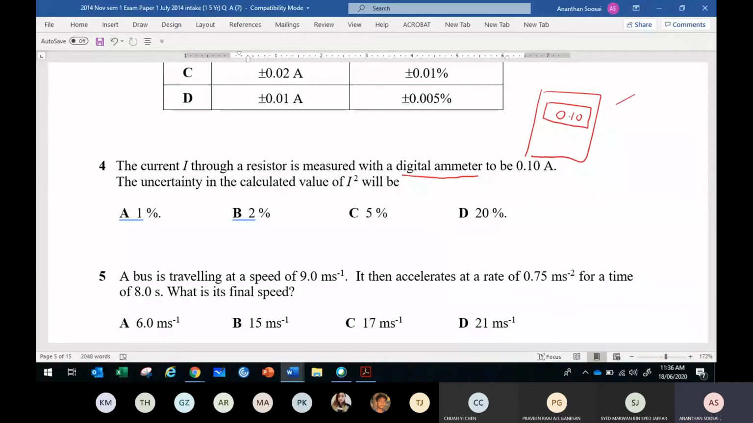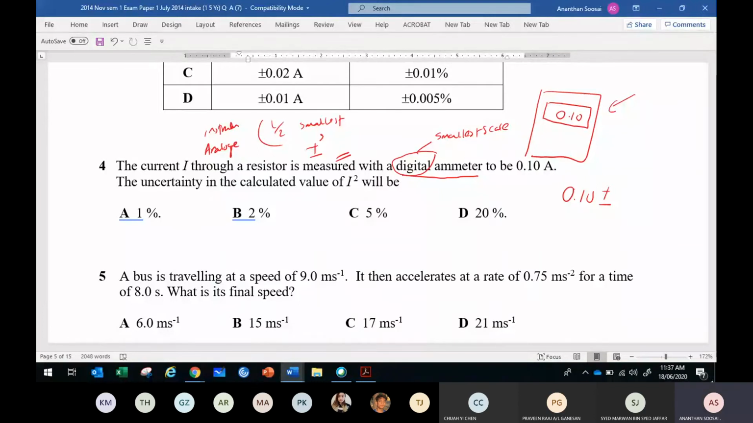So this is the digital meter. What is the uncertainty of the reading you get from the digital meter? 0.10 plus minus how much? The smallest scale or half the smallest scale? Digital will be the smallest scale. Going half of the smallest scale applies when the instrument is analog. If it's analog, then you go half of the smallest scale. That's your plus minus uncertainty. So digital is always the smallest scale.